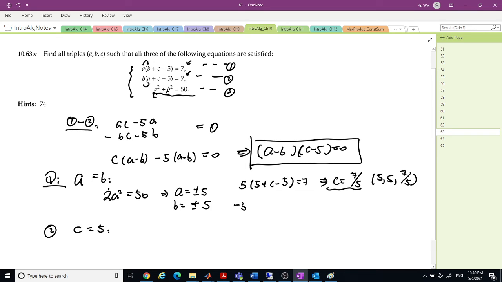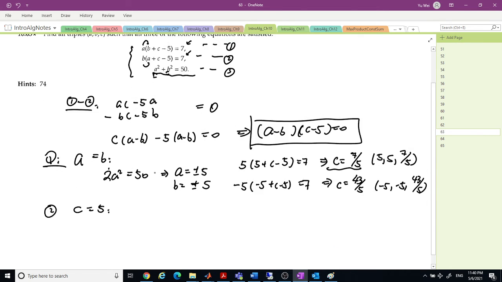And if A equals B equals negative 5, you can see C is equal to 43 over 5. So it's negative 5, negative 5, 43 over 5.